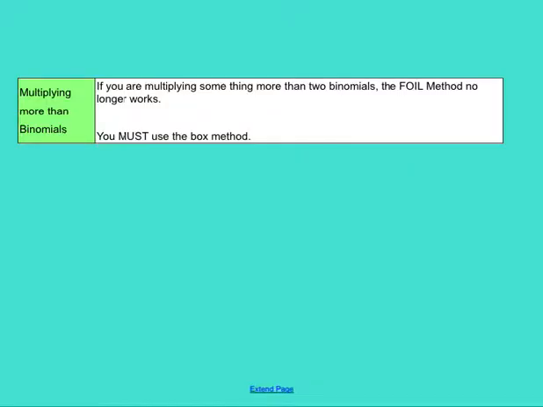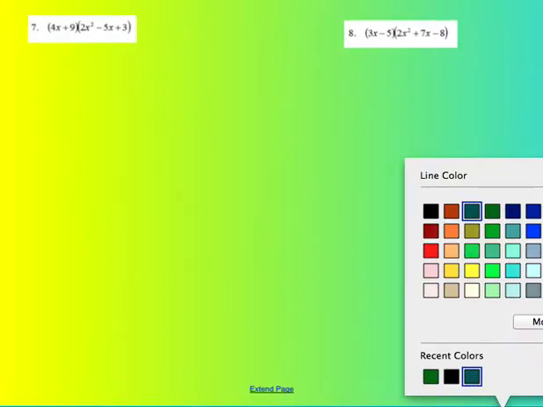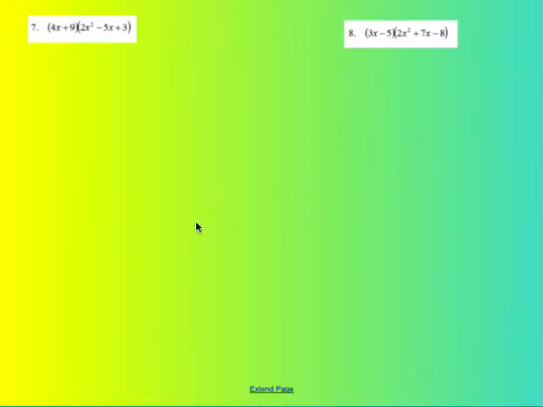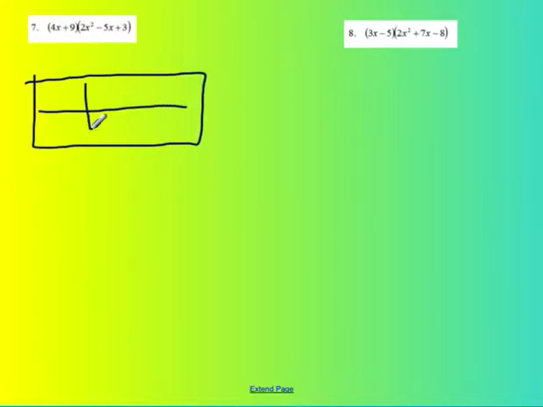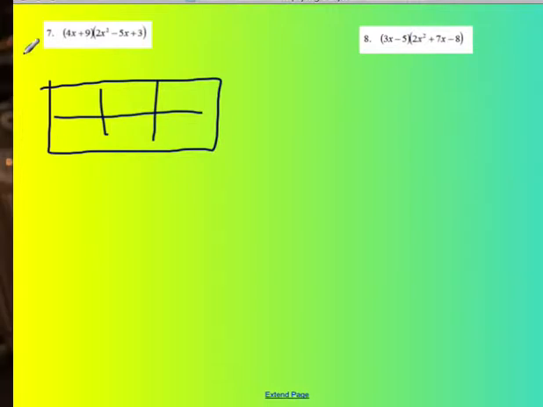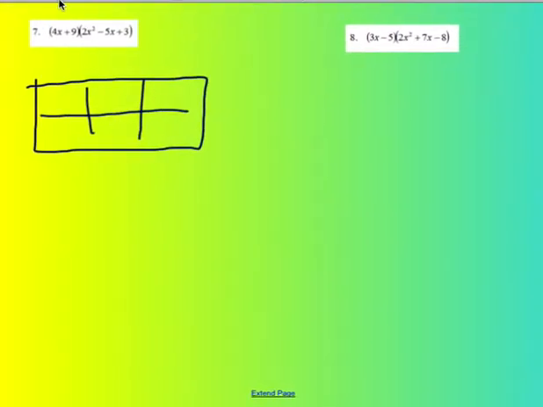So let's talk about this next one. When you're multiplying something more than binomials, so if we have 3 terms or 4 terms, okay, you can't just use the FOIL method anymore. The only method you can use is the box method. And all we're going to do is just make more boxes. So let's go ahead and take a look at that. So we have this. I noticed that I have a binomial multiplied by a trinomial. So what I'm going to do is make a box that's 2 by 3. So I have 4x plus 9 going down the side. And then here I have 2x squared minus 5x plus 3.